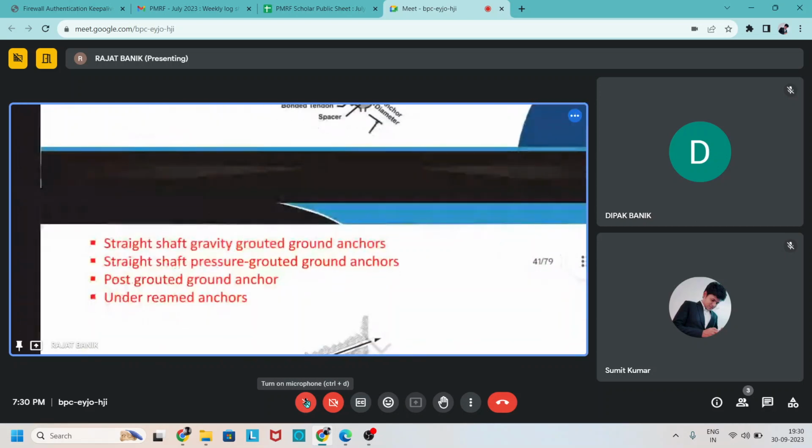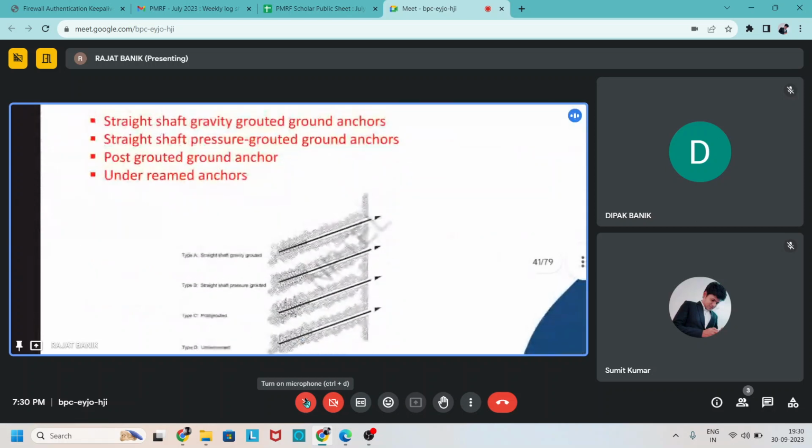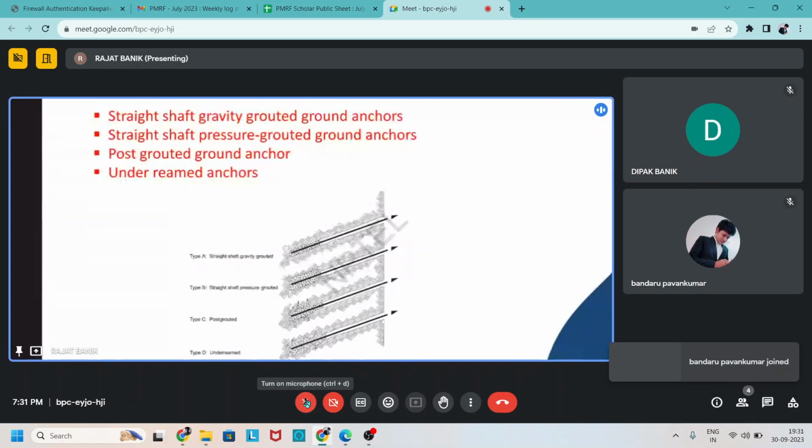So now there are four ways we use this anchorage in the ground. First one is the straight shaft gravity ground anchor. Then we have the pressure grouted ground anchor. We also use the post grouted ground anchor, and then the under-reamed anchor is also used.